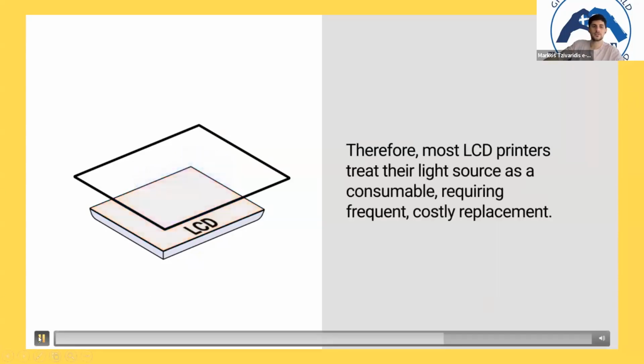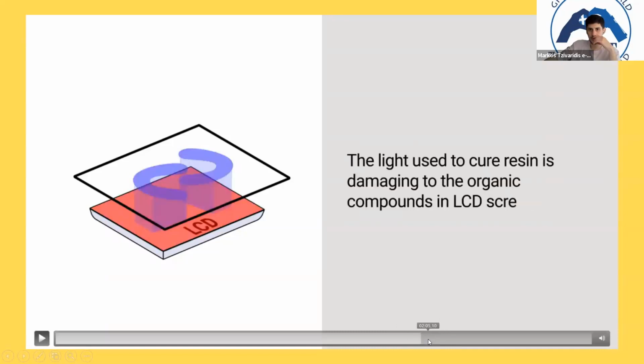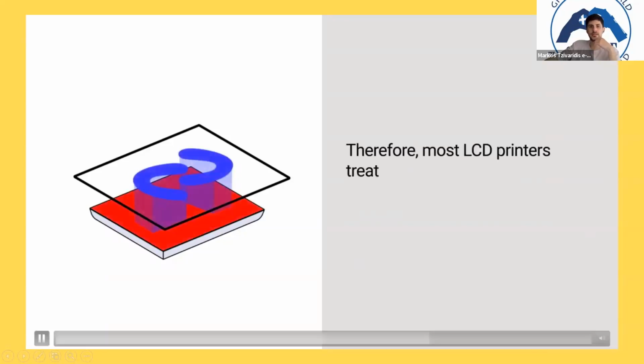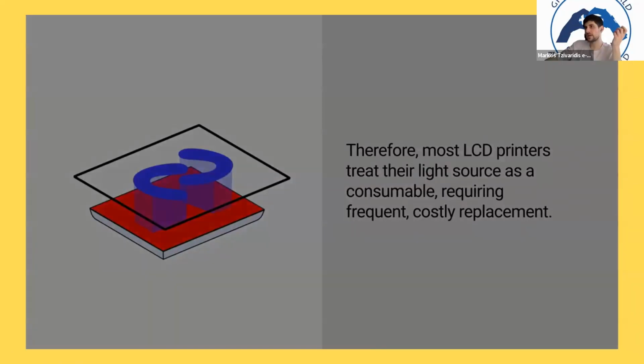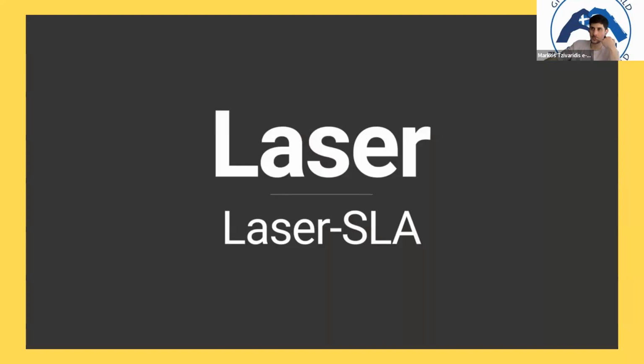Now this is a basic difference between the LCD printers and the DLP printers. With the LCD printers, the screen, let's say, as you print and reprint, becomes useless because the organic compounds are damaging it. So you have to replace the screen after some prints.